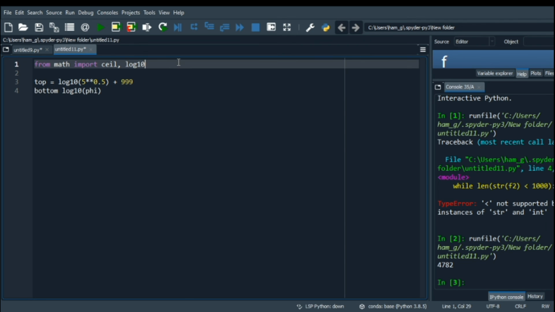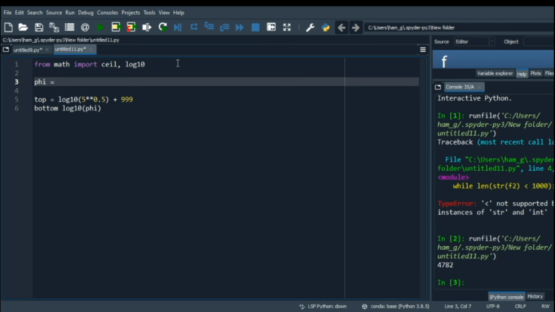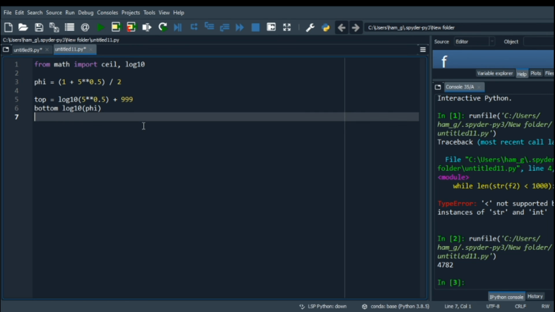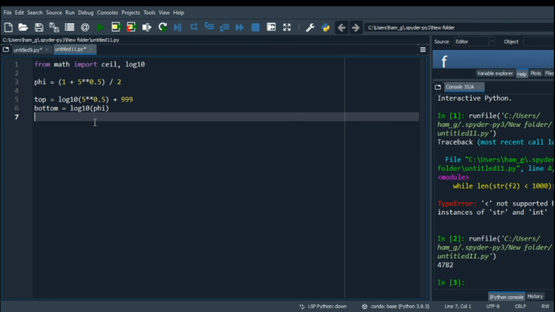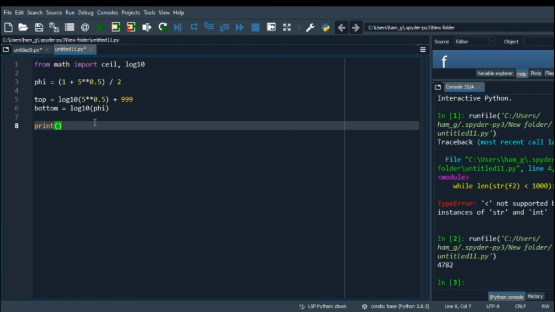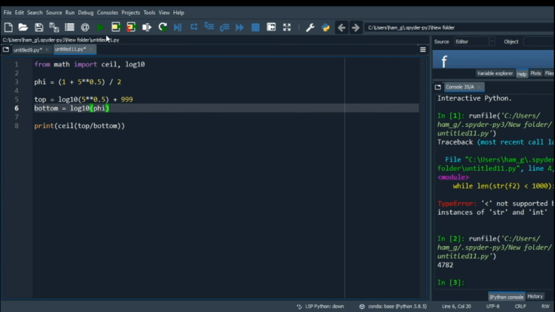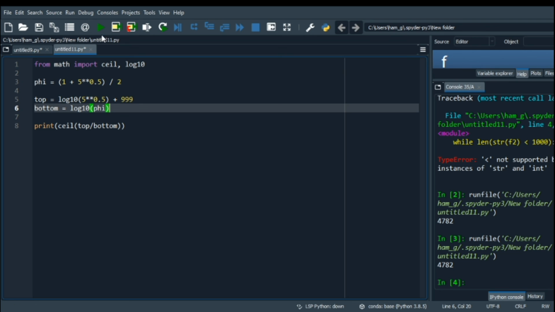Now I've got to define phi, haven't I? So phi equals 1 plus 5 to the power of 0.5. Put some brackets around there and divide that by 2. That's pretty much it. Oh, bit of a syntax error there. There we go. And then we simply print the ceiling of top divided by bottom. And that, my friends, should do it. Yes. So, there we are.